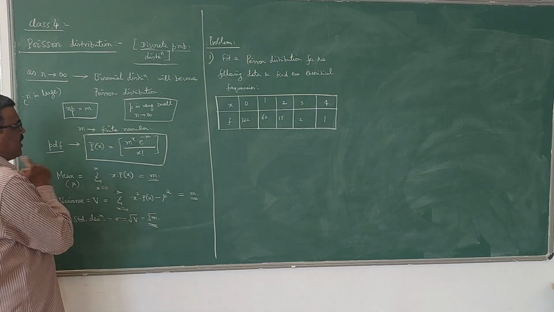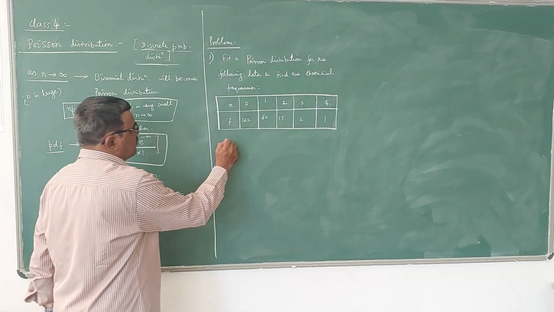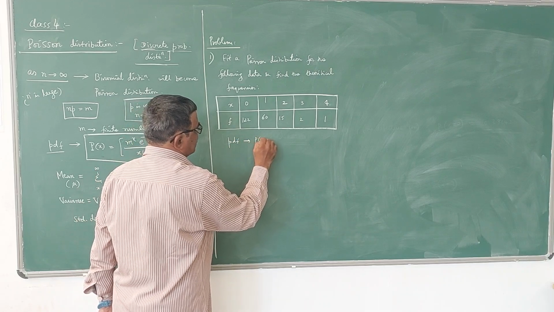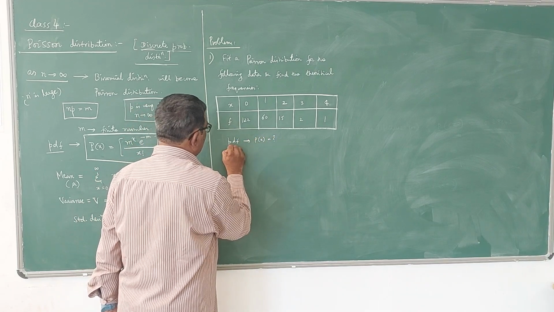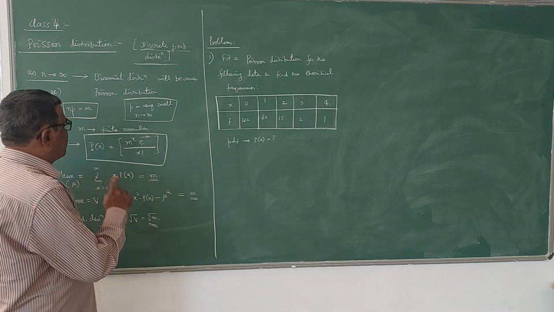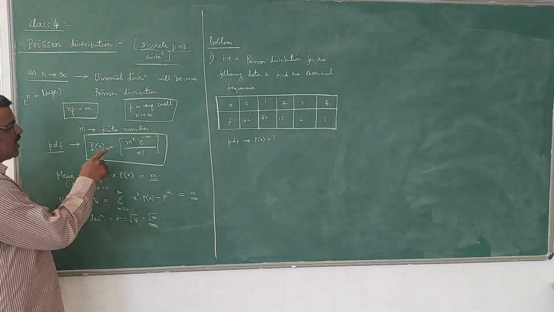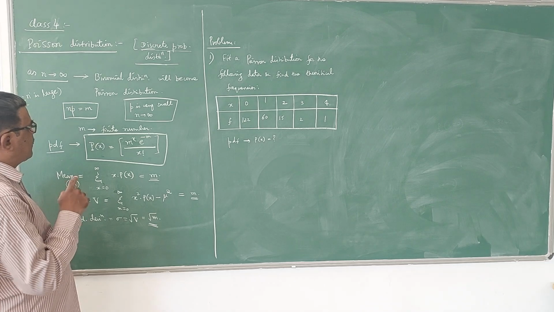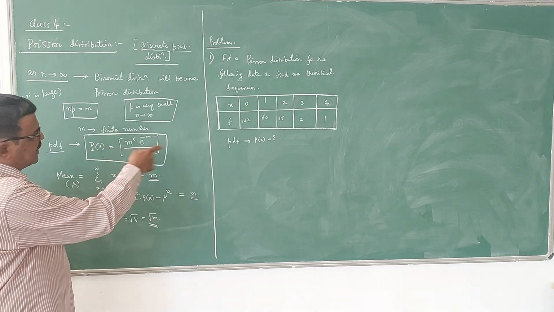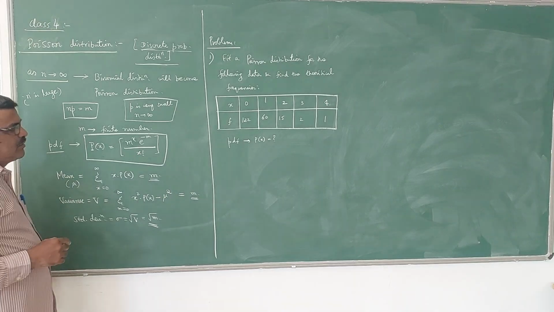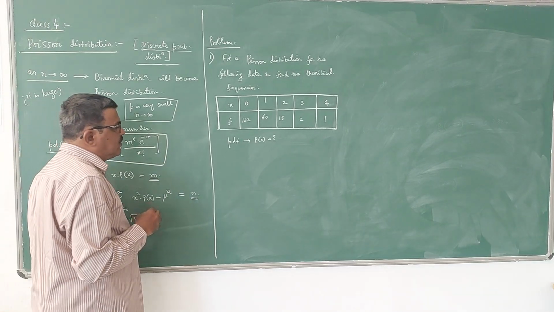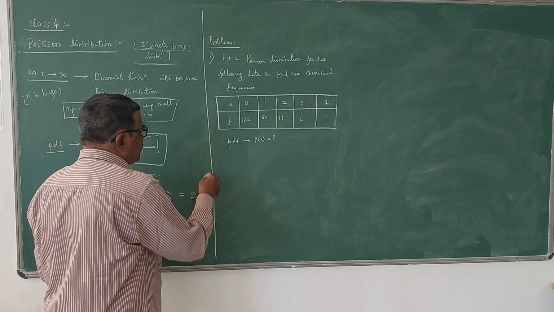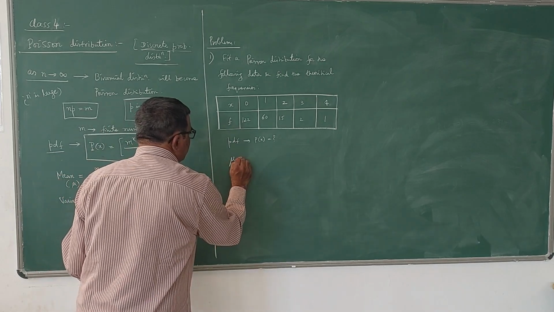So we have to fit a PDF. We have to find out the probability density function P of x. For that we need to find the value of m. Once you find the value of m, you can easily write this PDF. To find m, let us first find out mu.